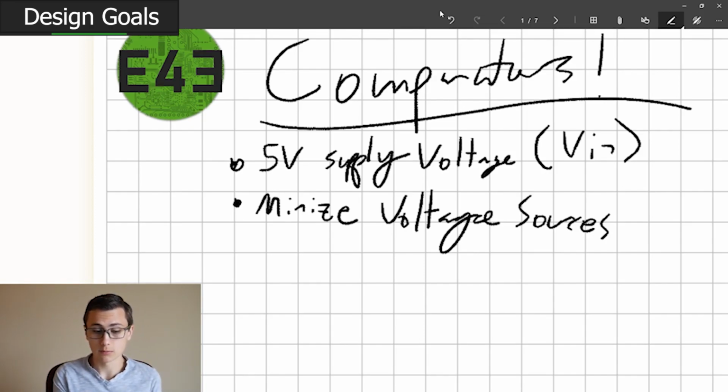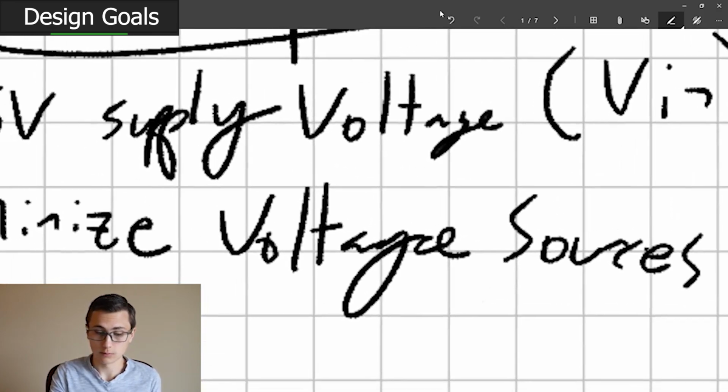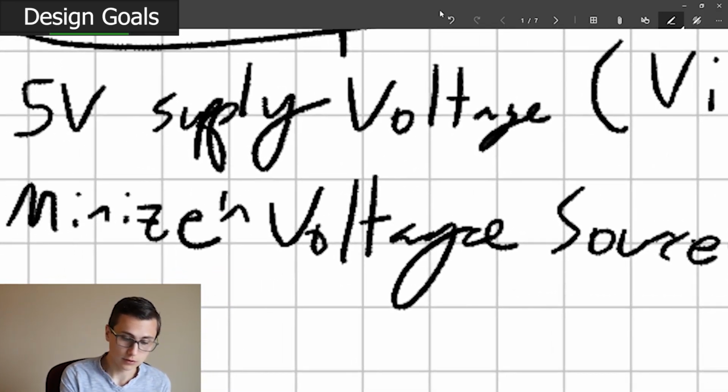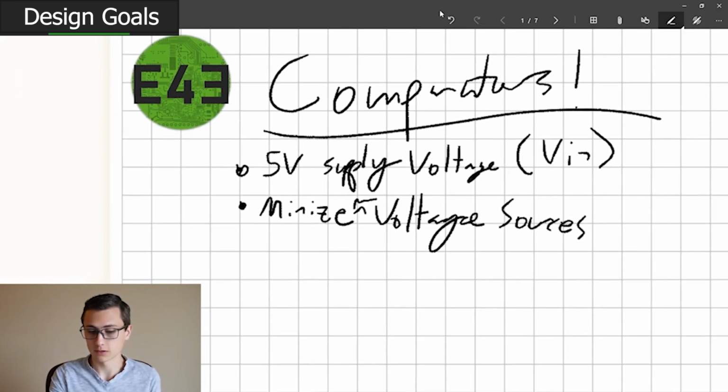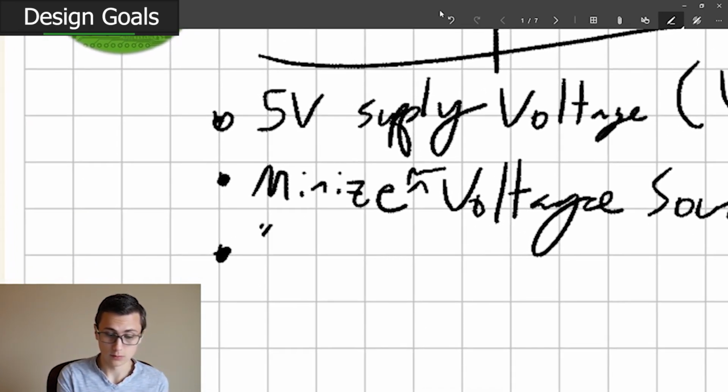So we want to minimize the number of precision voltage sources. But that said, we don't need it to be the most accurate thing in the world, but we do want it to be reasonably accurate.